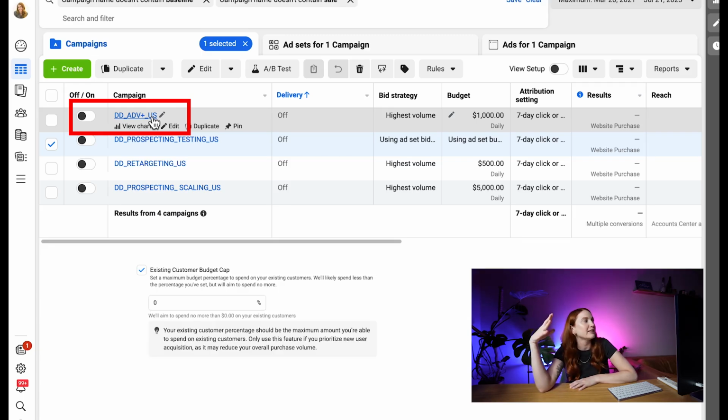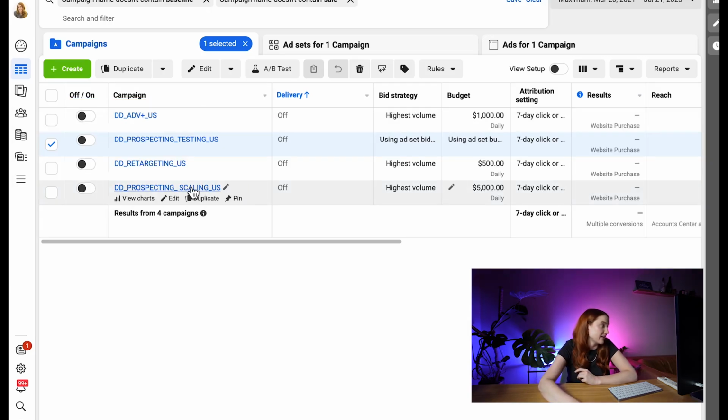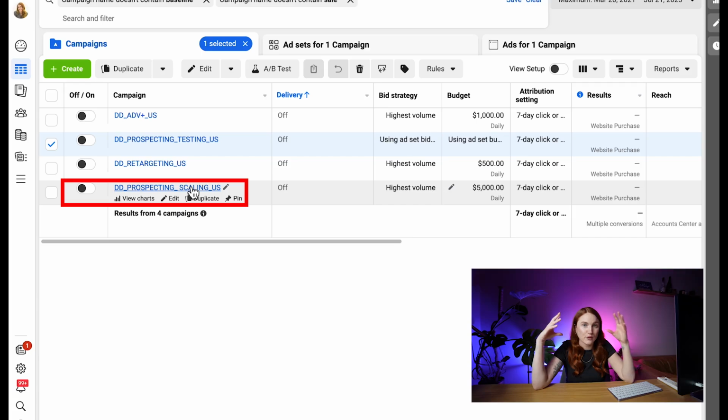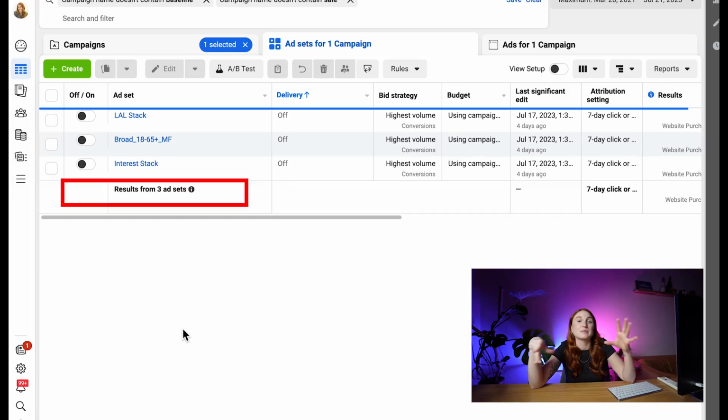But I tend to find that that is going to have a budget that's slightly higher than retargeting, but not generally as high as your prospecting campaign. Prospecting scaling: every time you find a creative winner, you want to pop it into a net new campaign that then has maybe a lookalike stack, a broad audience, and then maybe an interest stack that you found to work.